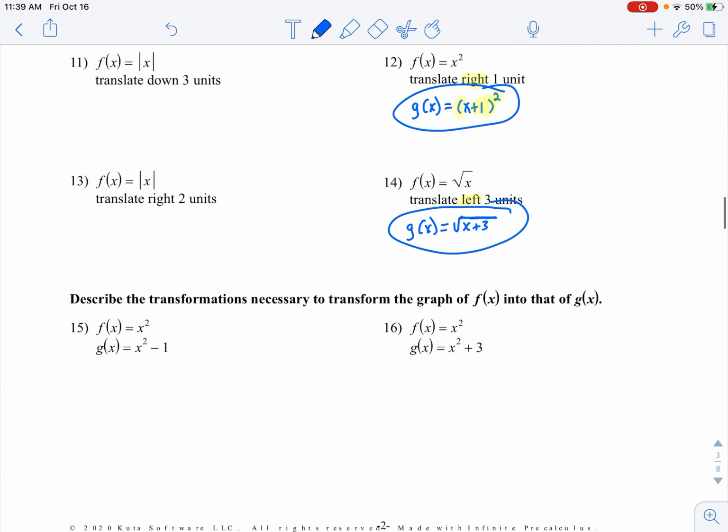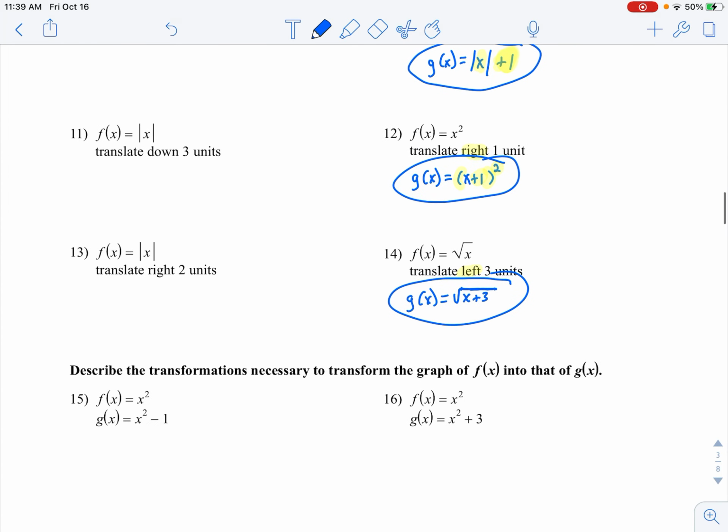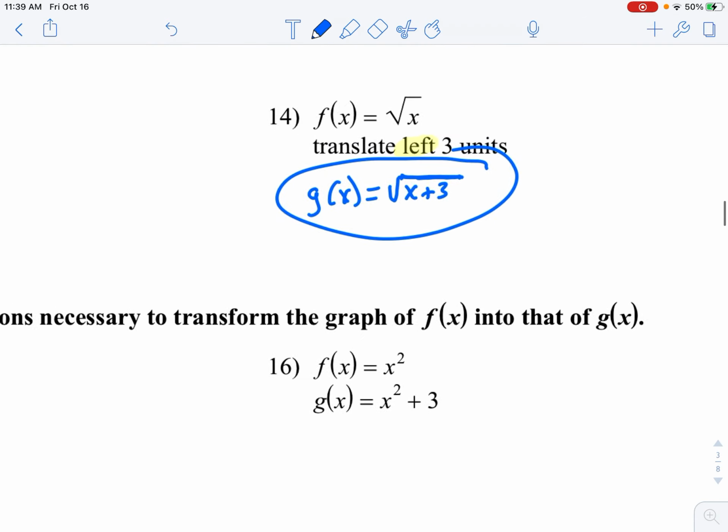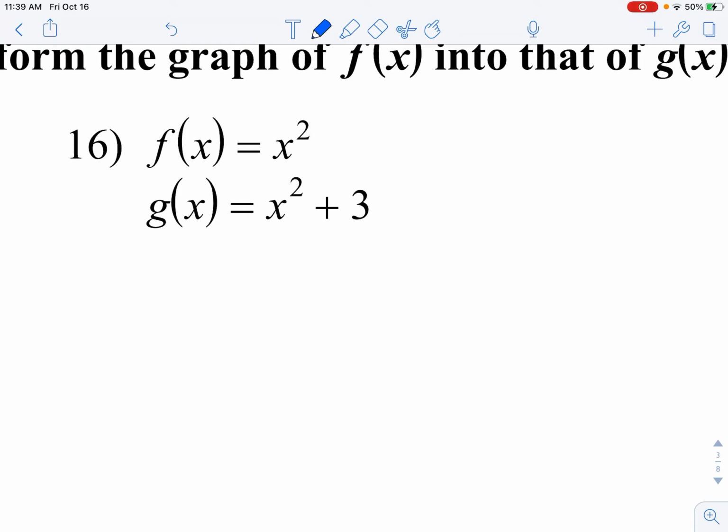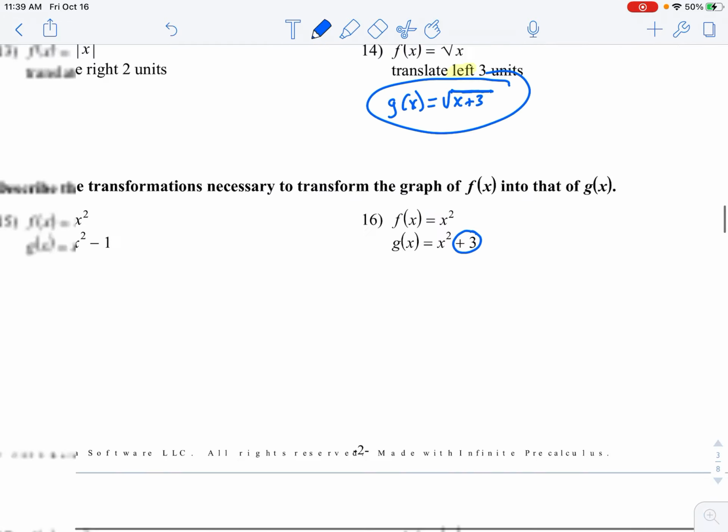Okay, the next set of problems is basically the same thing, just backwards. You're given f of x and g of x, and then you have to use words to explain what happens. So, number 16, f of x equals x squared, so that's what we called the quadratic. The graph is a U shape, if you recall. That doesn't really matter here. What does plus 3 do to that? Well, let me go back up and check the notes.